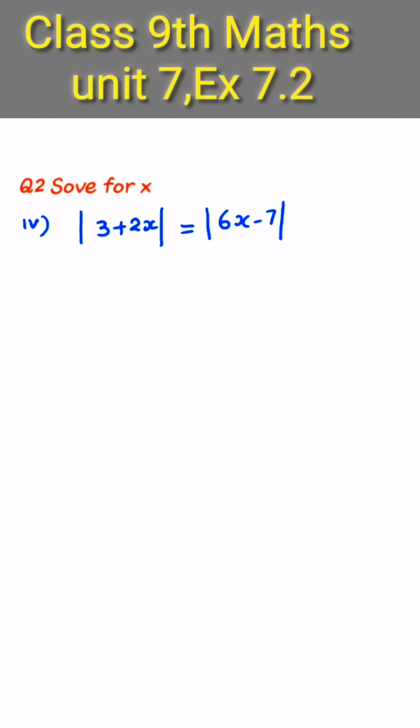Part number 4, we can take some amendments in this question. We can multiply this absolute value with 1. Then there will be no change when we multiply the right side by 1. Okay? We will get 3 plus 2x divided by 6x minus 7 is equal to 1.